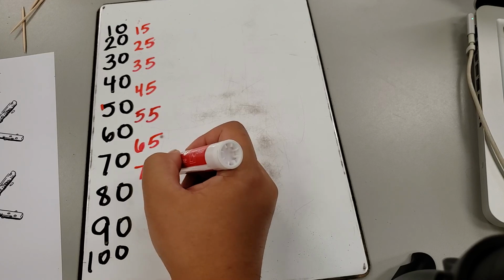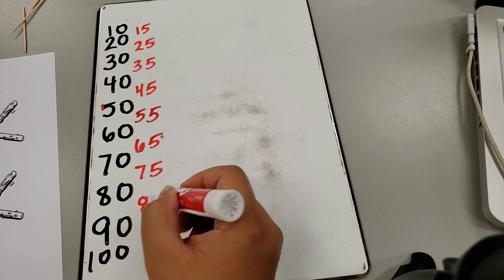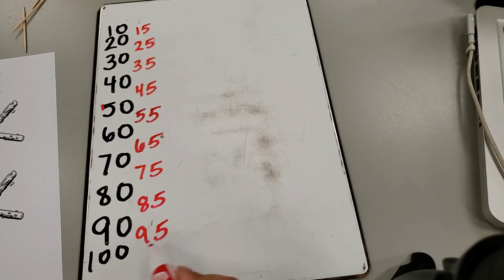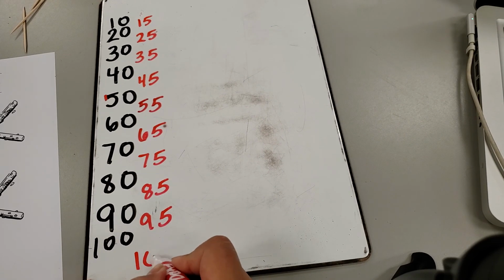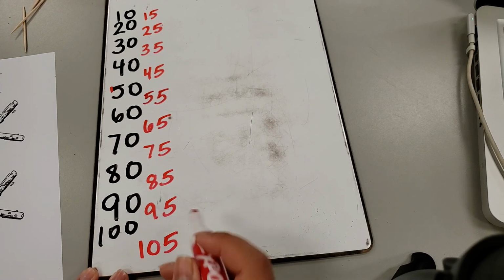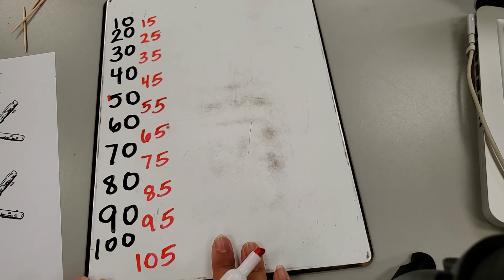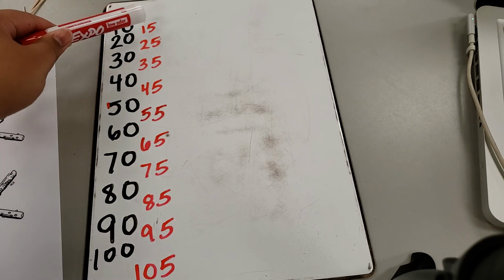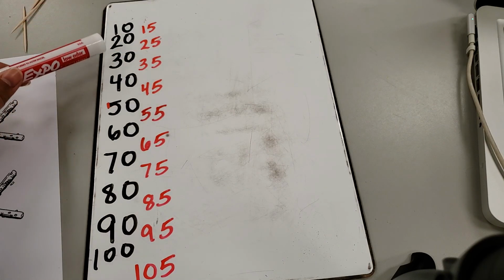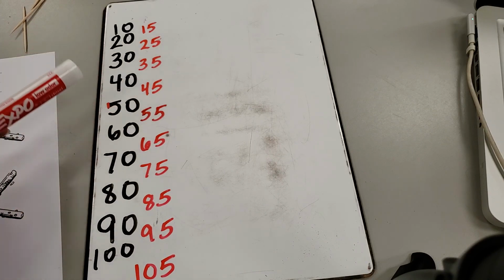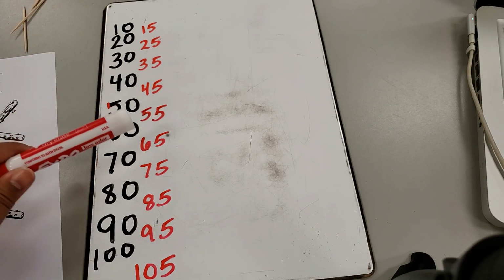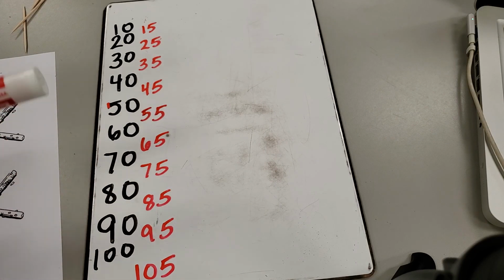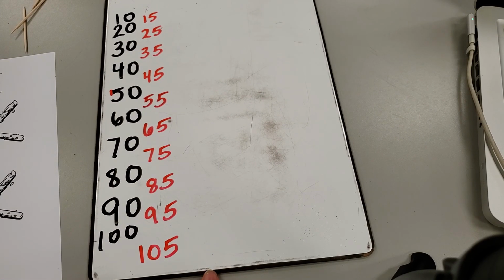70, 75. 80, 85, and the pattern gets easier and easier. 95, 100, and this one's a little brain stretchery. 105. You want to make sure you keep that spacer zero there. So when you count by fives to 100, it sounds like this. 10, 15, 20, 25, 30, 35, 40, 45, 50, 55, 60, 65, 70, 75, 80, 85, 90, 95, 100, 105. Just something to start practicing so you could be an expert in skip counting.